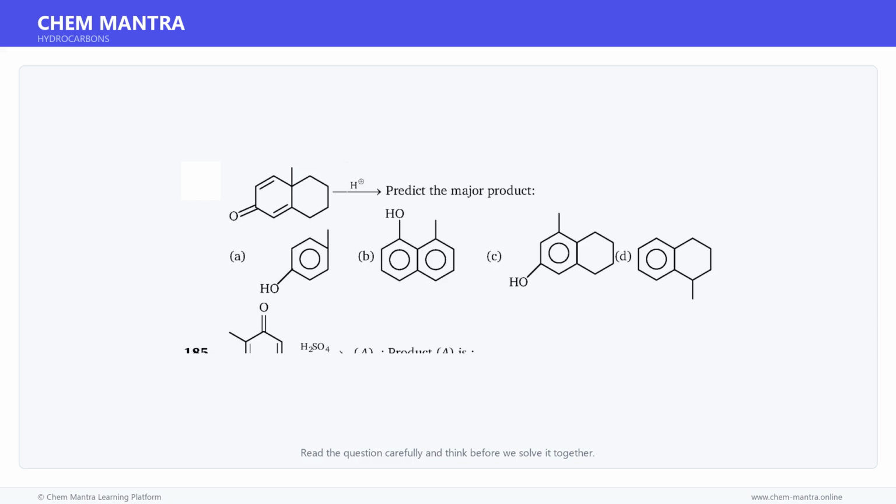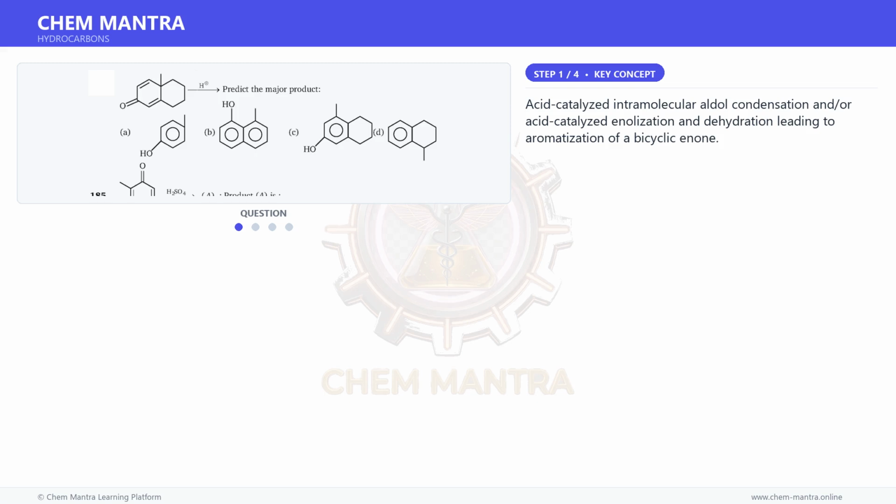Here is a question. Read it carefully and think about the answer. Let us solve it step by step. Let us first understand the key concept here. Acid-catalyzed intramolecular aldol condensation and/or acid-catalyzed enolization and dehydration leading to aromatization of a bicyclic enone.